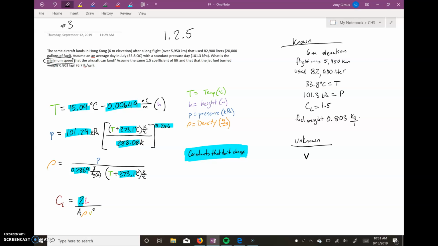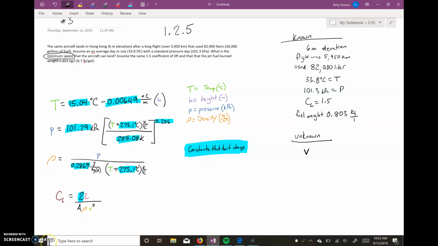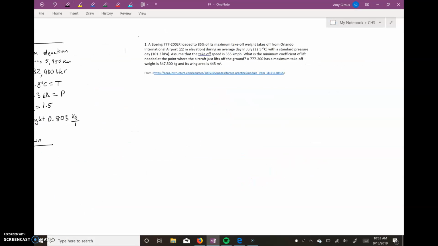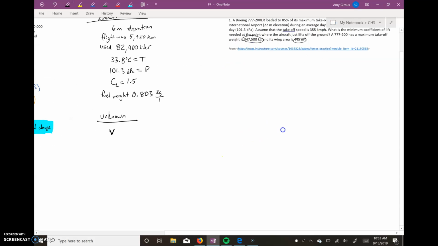The only thing with this one is that somehow we wound up without the weight for our aircraft. So let's pause for one quick second and I will go find that number. All right, finally found it. I pasted our previous problem in here. The other piece that we wanted was our weight. It gave us our weight right here and our wing area right here.